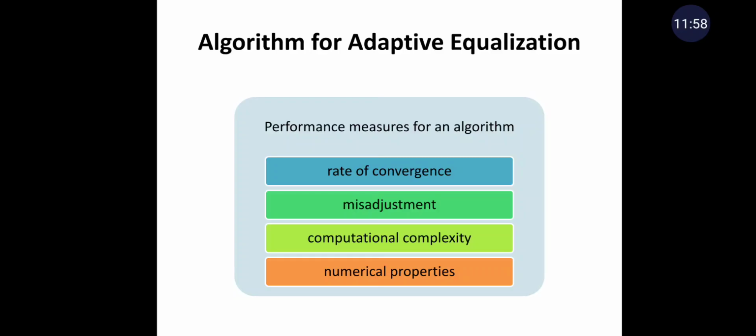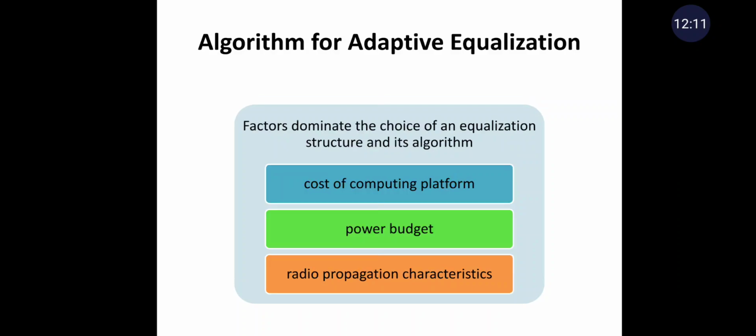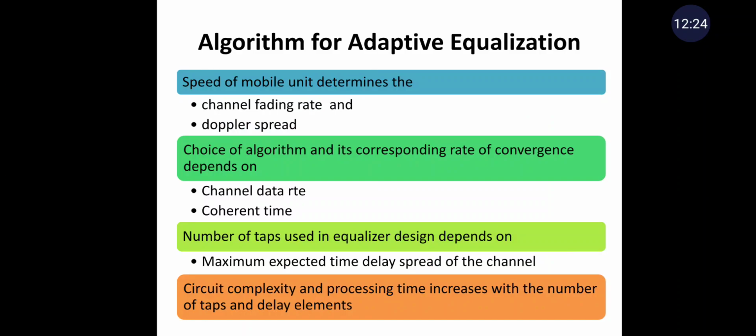And there are algorithms for adaptive equalization. The performance measures of adaptive equalization algorithms are rate of convergence, misadjustment, computational complexity, and numerical properties. The factors that dominate the choice of an equalization structure and its algorithm are the cost of the computing platform, the power budget, and radio propagation characteristics.